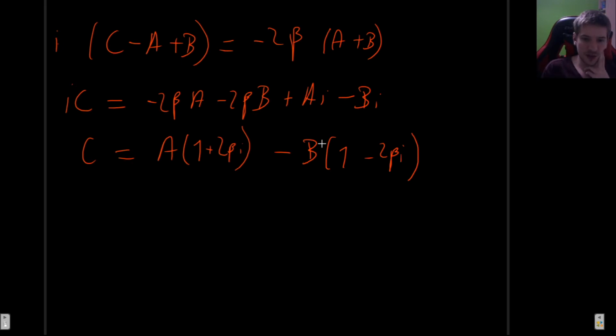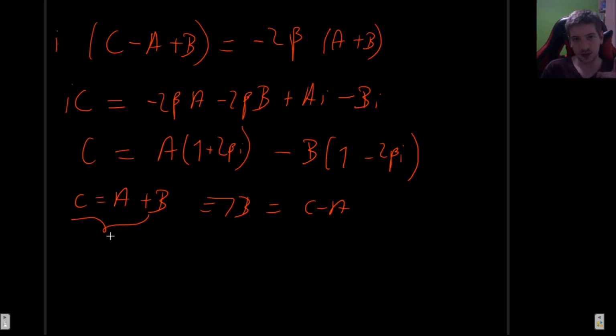The problem is we don't really know B just yet, so we need to write it in terms of A. So we know that C is going to be equal to A plus B. So B is going to be equal to C minus A, right? This is, by the way, just the first condition, the continuity of the wave function.